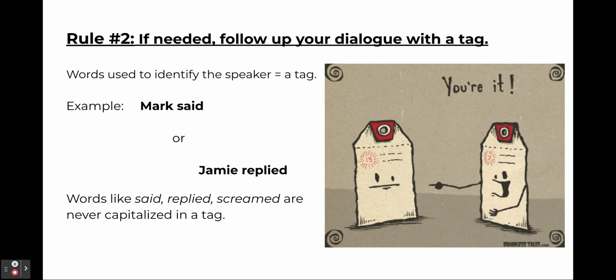Rule number 2, if needed, follow up your dialogue with a tag. These are words used to identify the speaker, which is a tag. So Mark said or Jamie replied, those are considered tags. Words like said, replied, screamed are never capitalized in a tag.